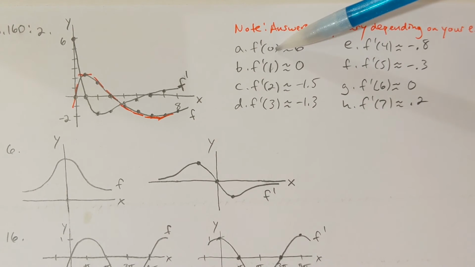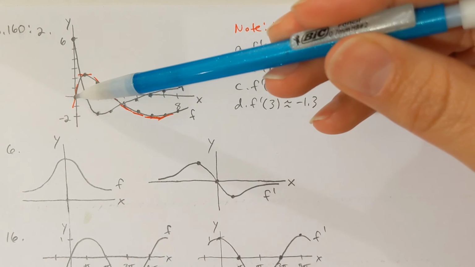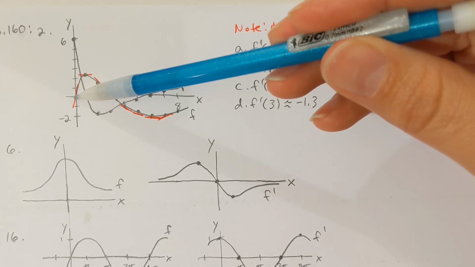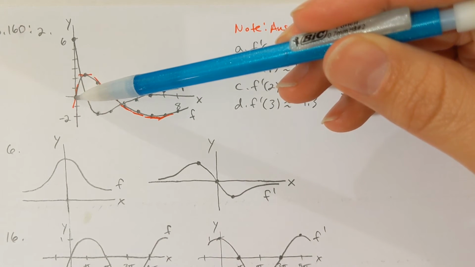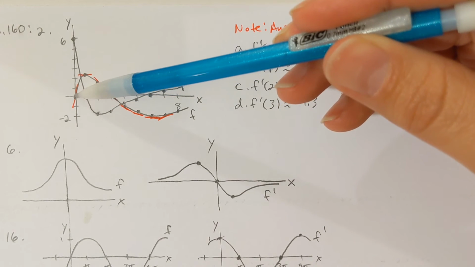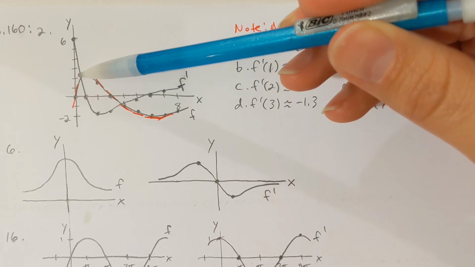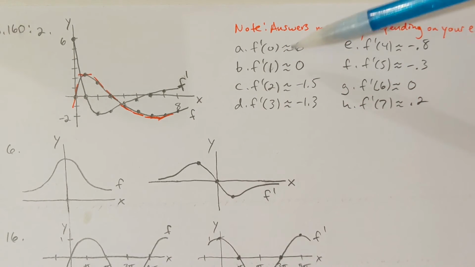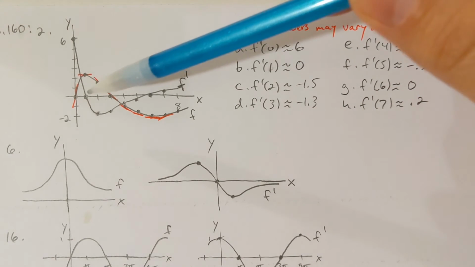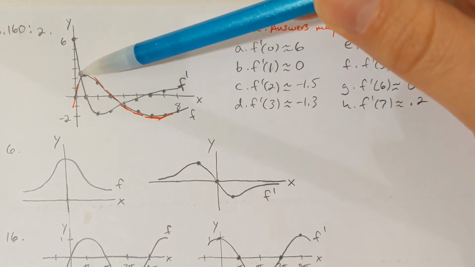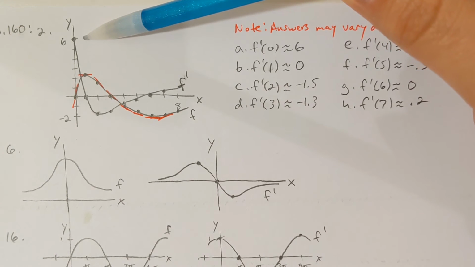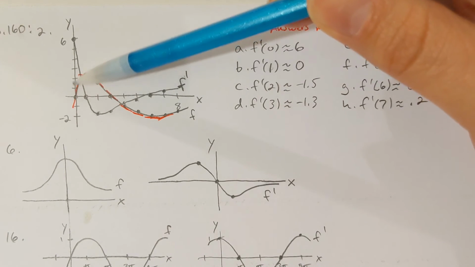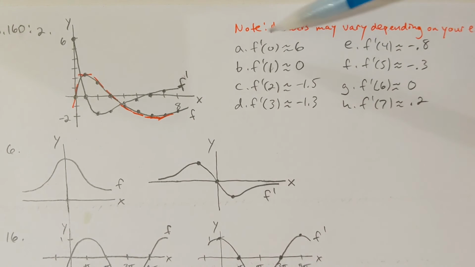f prime of 0 would be describing the slope of the graph of f at 0. Well, if I were to draw a tangent line at 0, I'd want to estimate the slope of that line. The line is slanted in the positive direction, so I know I'm going to have some positive number here. If I were to continue drawing this line, it looks like it's starting at 0, 0, and maybe it passes through the point 1, 6. So I'd have to go up 6 and to the right 1. I'm going to estimate that slope then to be 6.